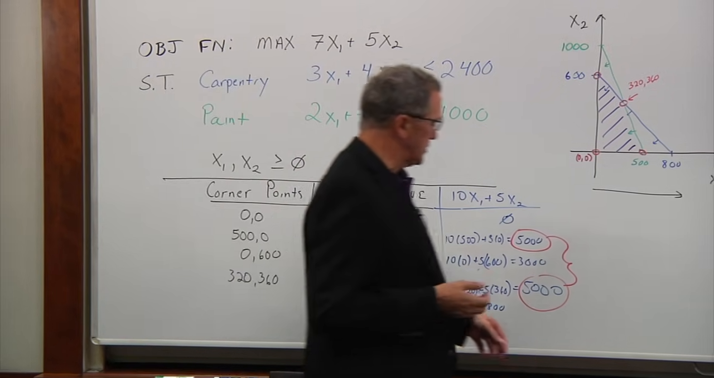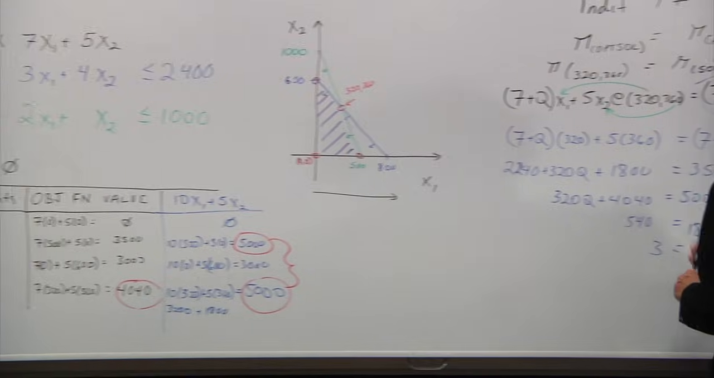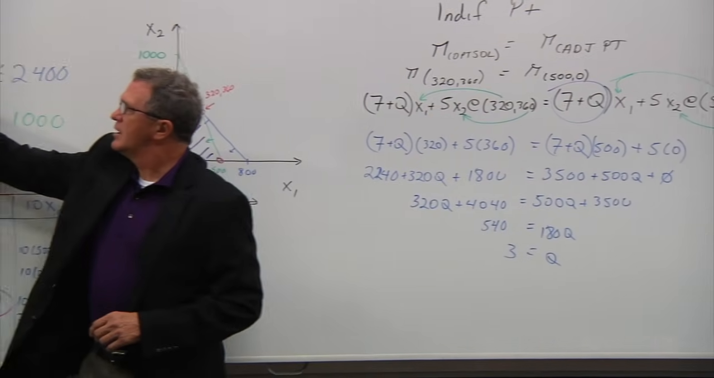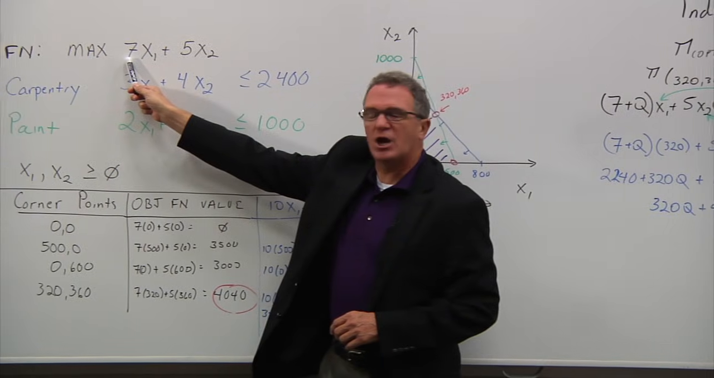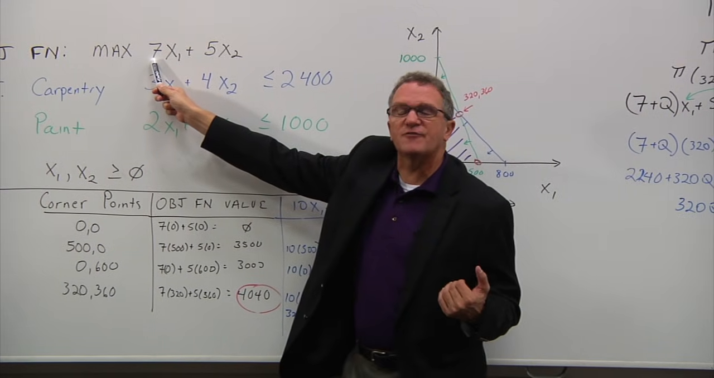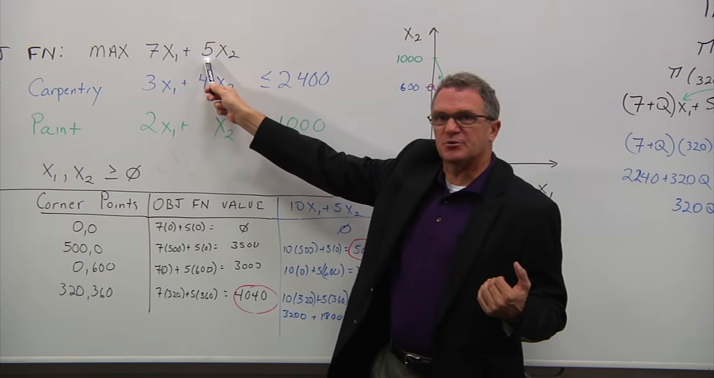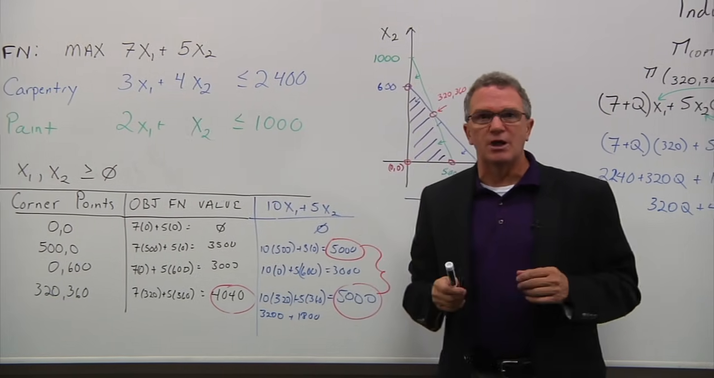We could go back and do the other thing. We could go the other way. We could say, all right, what if instead of the profit margin on tables going up, it's going down? We could find out how far it could go down before we have an indifference point. We could find out how far this one goes up or down. We could do it the same way.